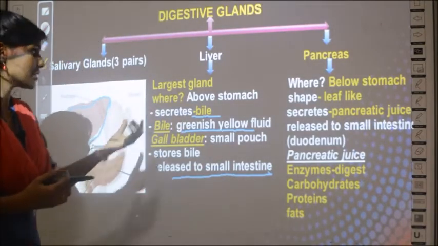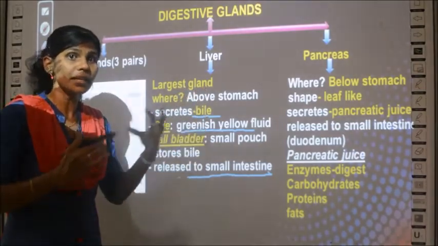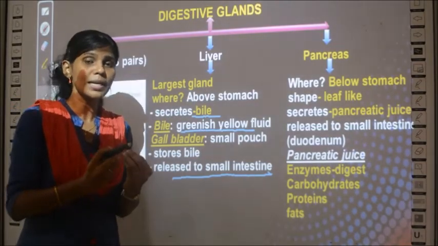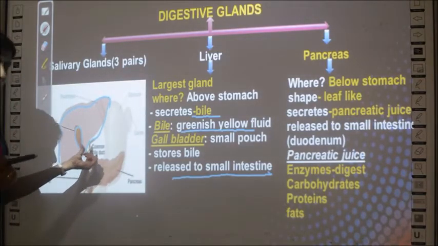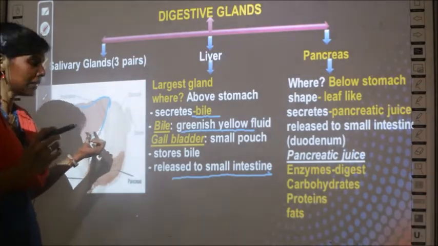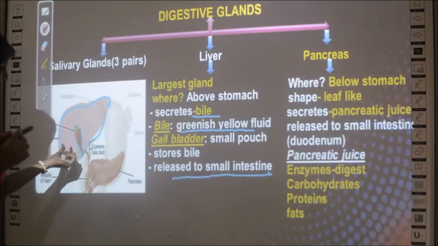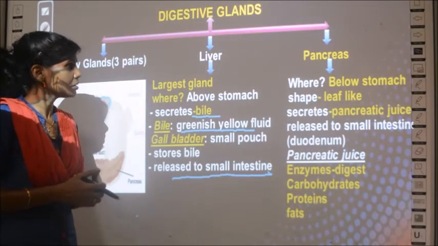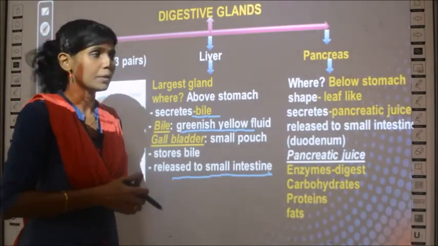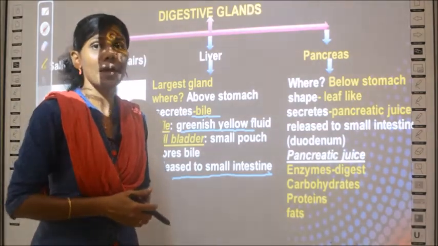Clear? So what have we studied? Liver is the largest gland. It produces a fluid called bile. The bile is all stored in the gallbladder. Whenever there is a need, the gallbladder will release the bile into the small intestine. So this is all about the liver. Next we will study about the pancreas.